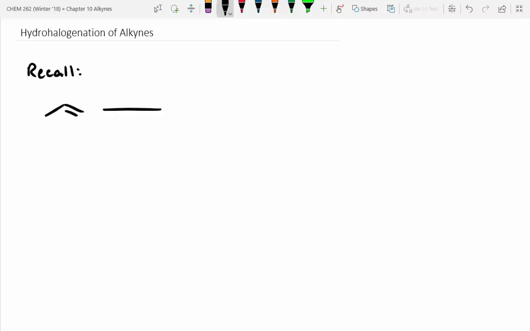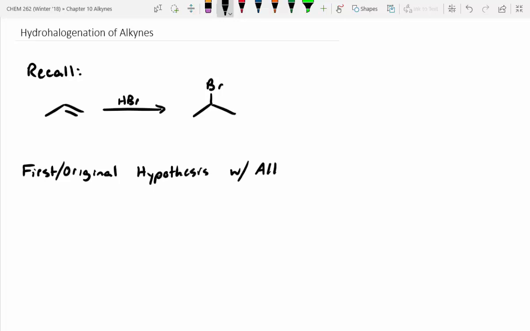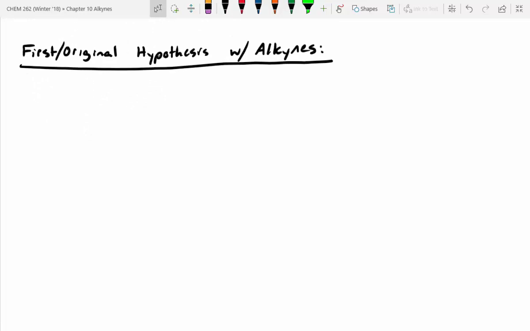We said if you have an alkene and you treat it with HBr, are you going to get Markovnikov addition or anti-Markovnikov addition? Markovnikov. So the bromine will come off the more substituted carbon. With alkynes, there's something similar. So I'll show you what people originally thought happened, and then we'll explore this in a little more detail. But let's say we've got an alkyne.